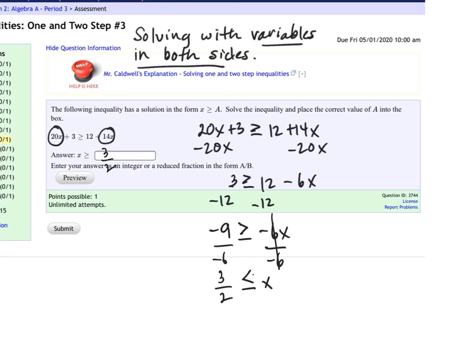One last thing to point out. If you look at the directions here, it says enter your answer as an integer or as a reduced fraction. So in this case, 3 halves is 1.5, the same thing. It's looking for a fraction, so you're going to leave it exactly as it is, 3 halves.